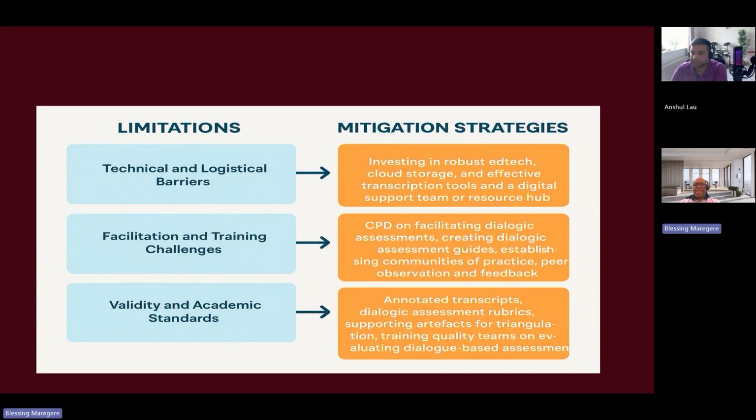But with the right structures in place, these challenges are manageable and are worth the effort to be able to use dialogic assessment or professional discussions in your field.